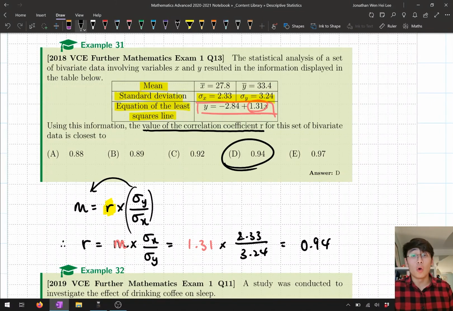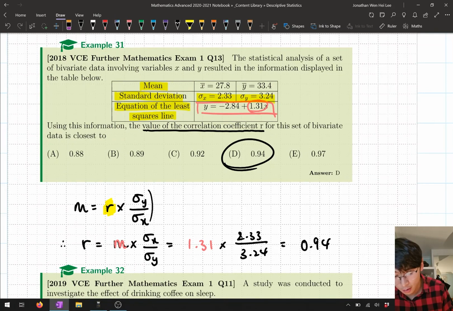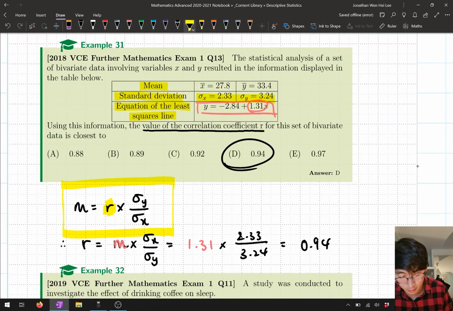So this is actually working backwards to find Pearson's correlation coefficient based off the equation of the least squares line. That's how we can use one of the formulas that we introduced earlier but didn't actually apply. So that's how we go about this question. We need to remember that the gradient of our least squares regression line is found using this formula.